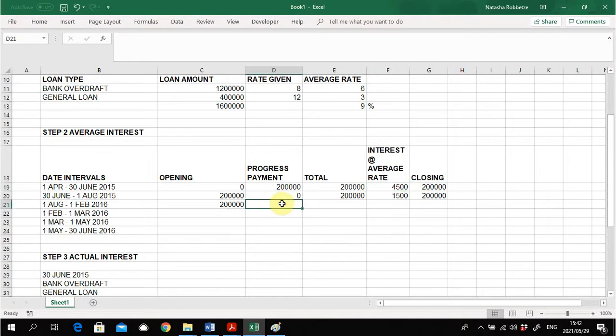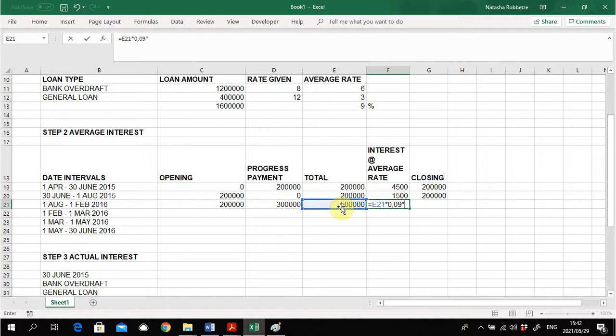Then is there a progress payment on the 1st of August? Because this interval begins on 1 August. There is. That progress payment is 300,000. And that leaves me with a 500,000 Rand total. I'm going to take the 500,000, times it by my average rate of 9%, times it by the months in the interval. So that should be August, September, October, November, December, and January.